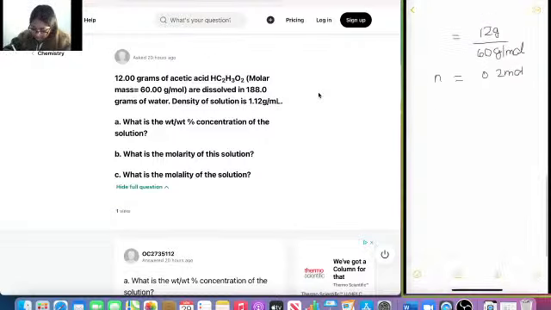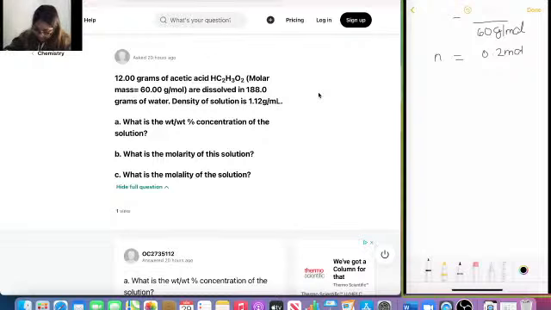When we have a solution, the number of moles of our solute will equal the number of moles in the solution. So the number of moles of acetic acid, HC2H3O2, is equal to the number of moles of the solution. Okay, and so we can use this to find molarity.